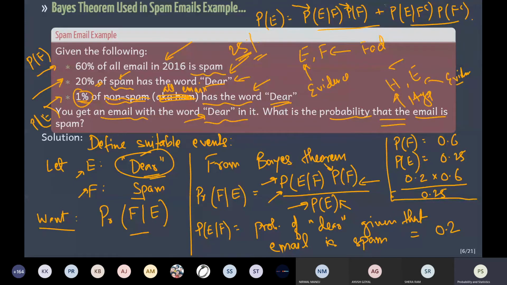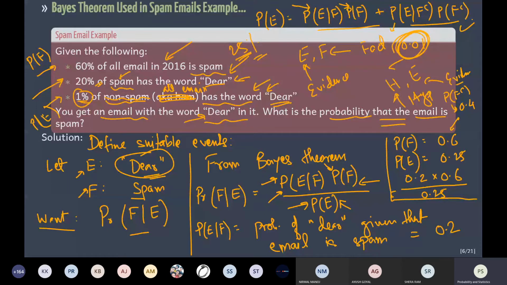Okay. Now, probability of F complement will be just 1 minus probability of F, so this will be 0.4. This will be the probability of F complement. So this we know. Now, what we are looking for is this guy, right? What is the probability that we will get a deer given that the email is non-spam? Exactly, this fits in this description. So corresponding to the original problem, this will be 0.01%.